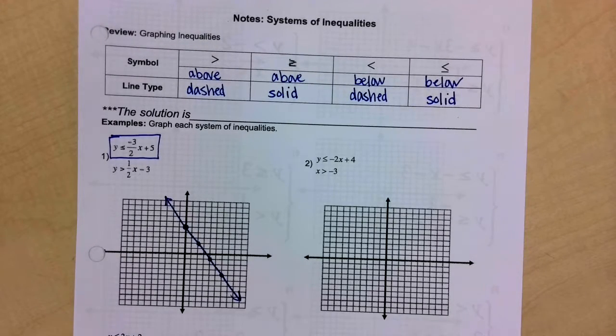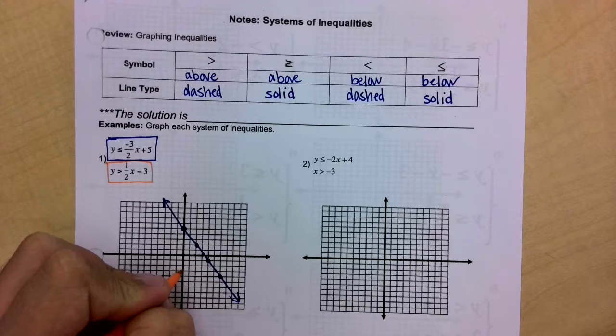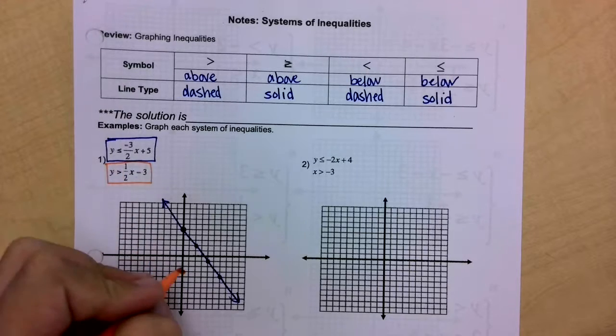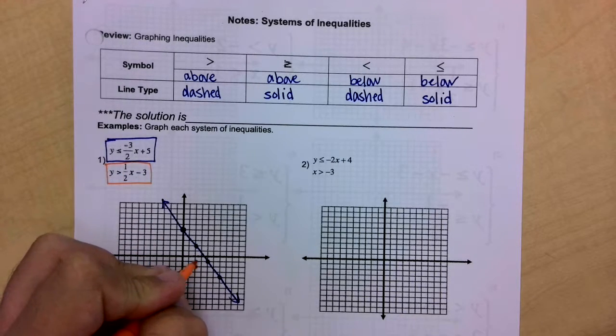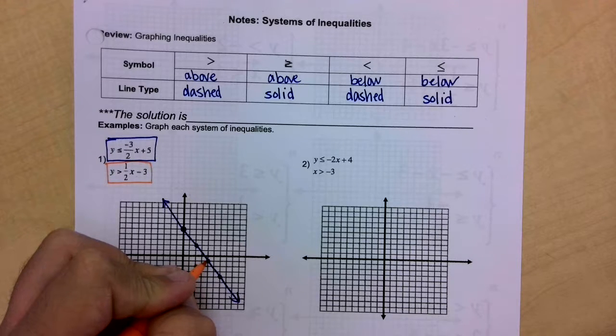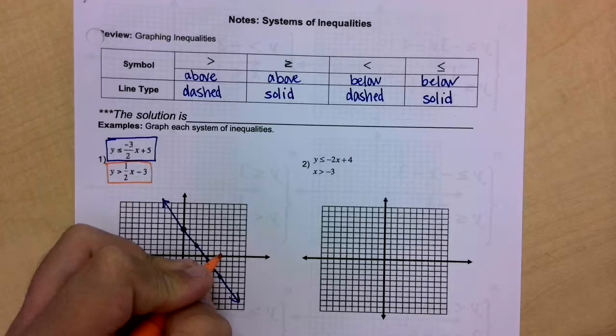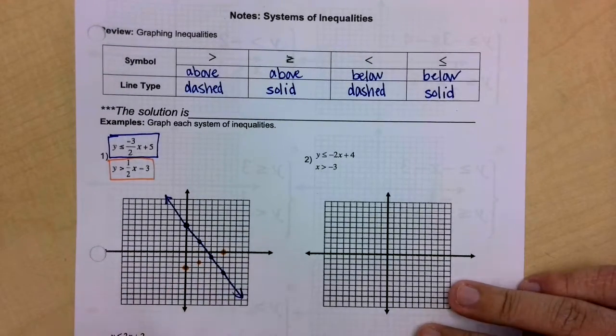Then I'm going to go ahead and graph the other one here. We'll do this one in orange. So starting at minus 3, 1, 2, 3. Then this says go up 1 over 2. Up 1 over 2. We actually do get a nice intersection point here. That might not always happen with these.